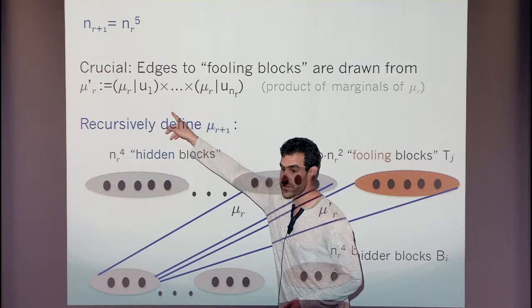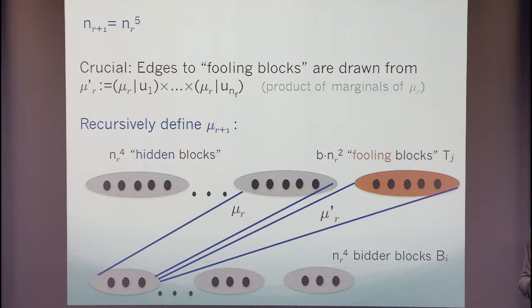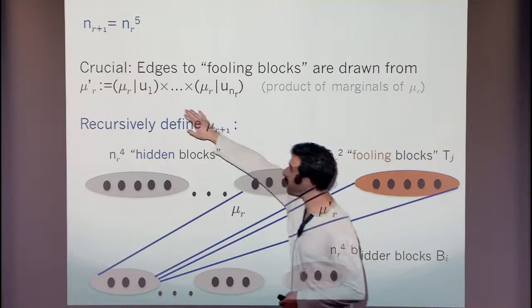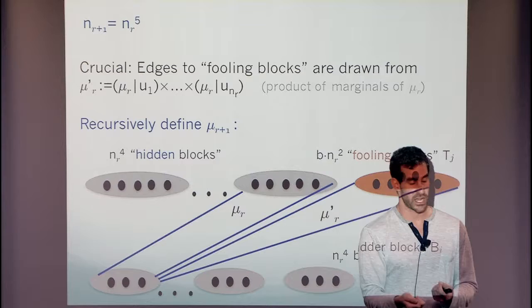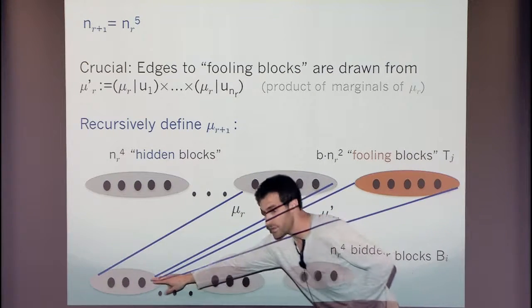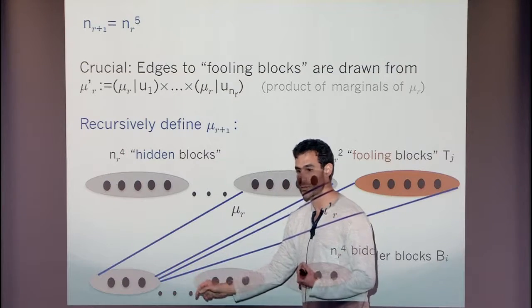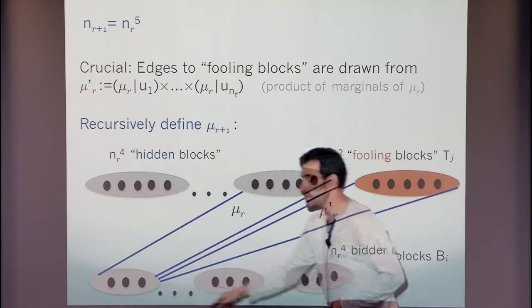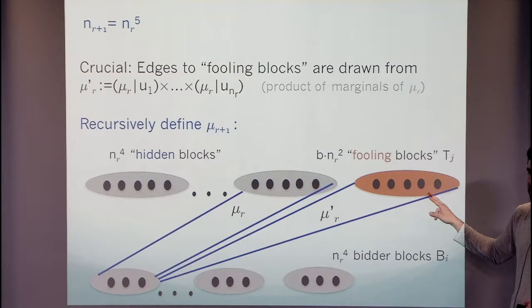Mu prime is just the product of the marginals of mu sub r. Okay, and this will be important. So what is the product of marginals? Mu sub r has always its projection on any bidder of this block, right? So it will be crucial that the edges of each bidder to the fooling block will be independent of each other.